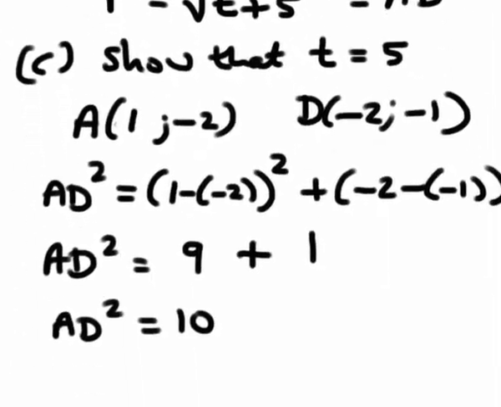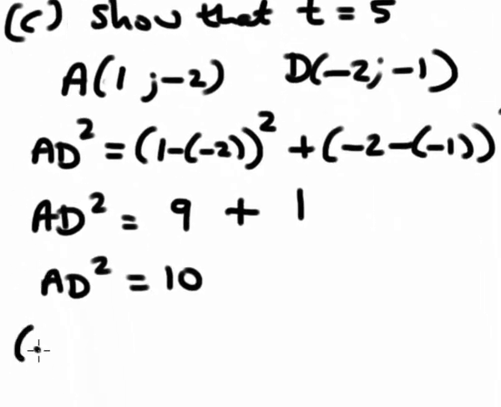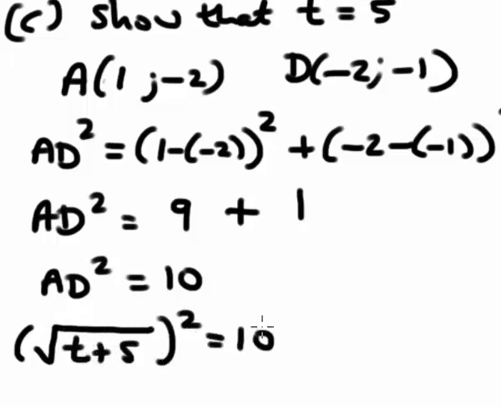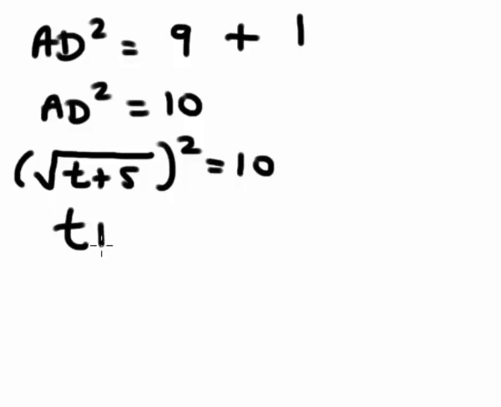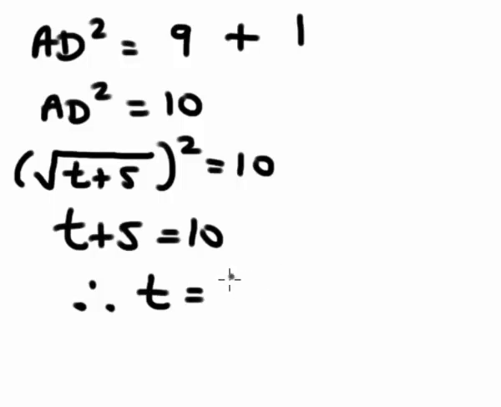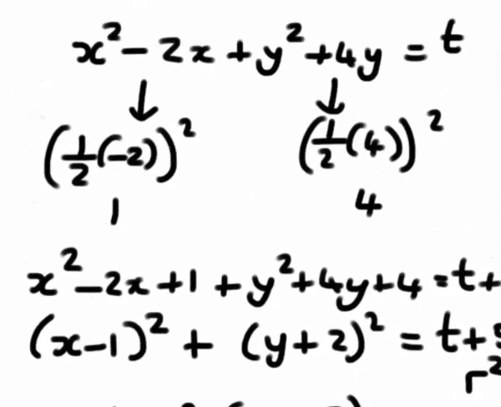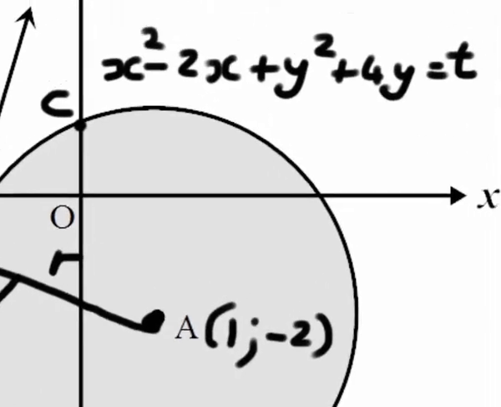So what we could then do is say AD is the square root of t plus 5, but that's squared. And then what does that give us? If you square the root, t plus 5 is equal to 10, and therefore t would be 10 minus 5, which is 5. So we've got t being 5, which is great, so that we can fill in the equation. If you have a look here, this t now becomes 5. So we can remove that and plug in the value of t, and we've got a full equation there.